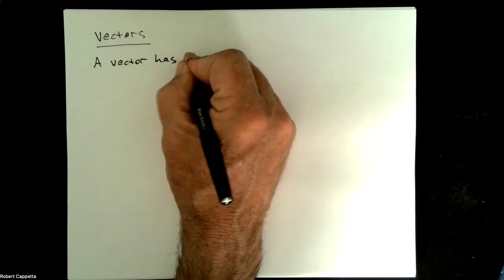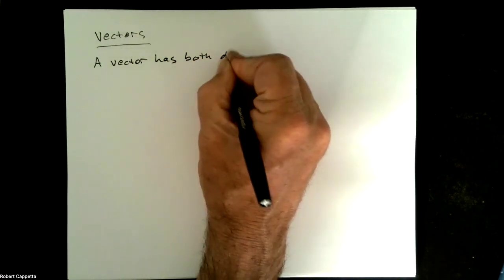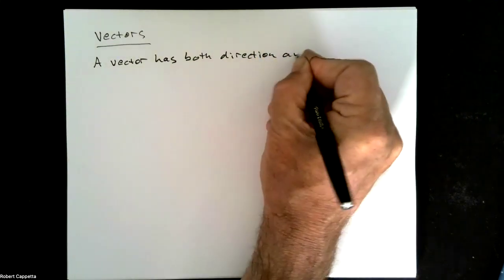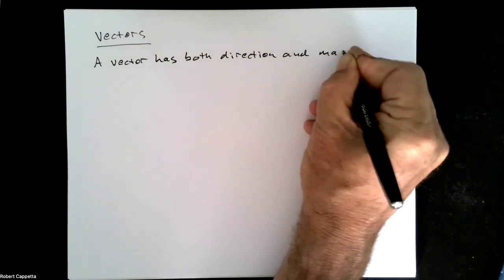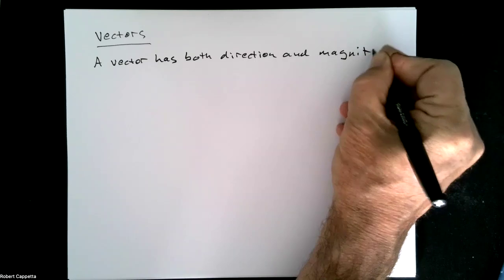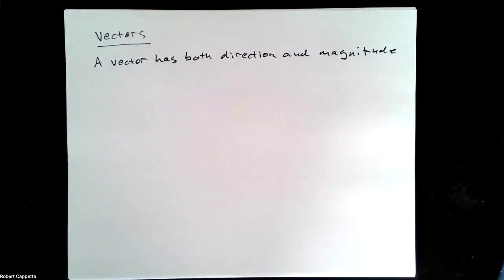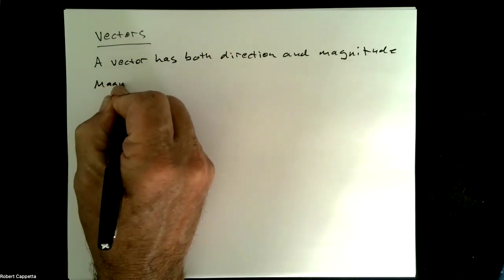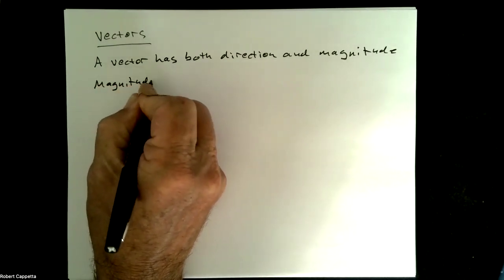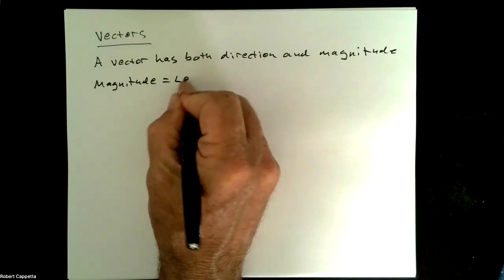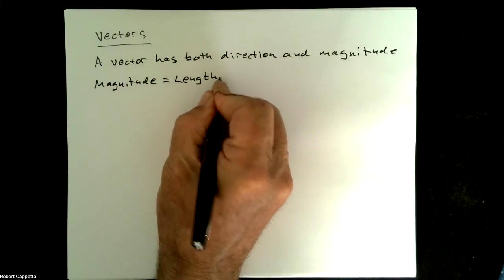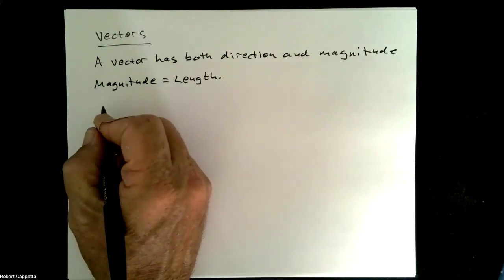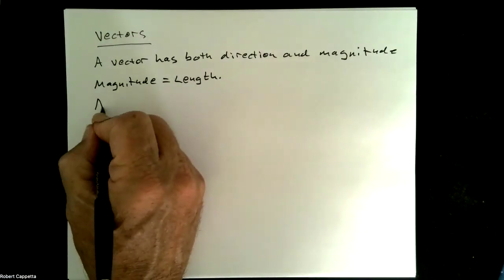Now, we know what direction means. What about the word magnitude? If I use the term magnitude, I mean the length of the vector. So magnitude equals length or size. The direction is the way it's headed, but a vector has no fixed location in space.